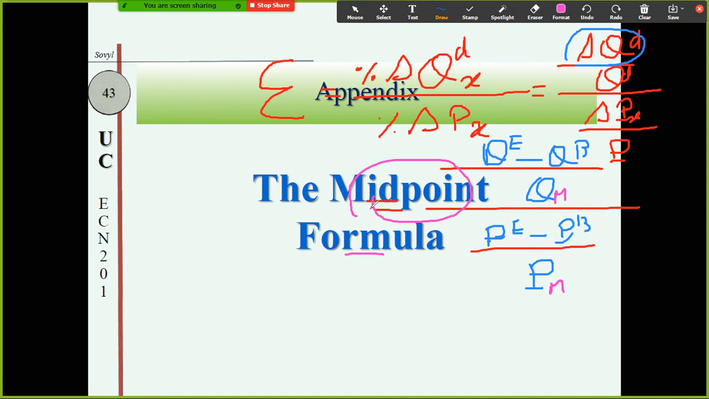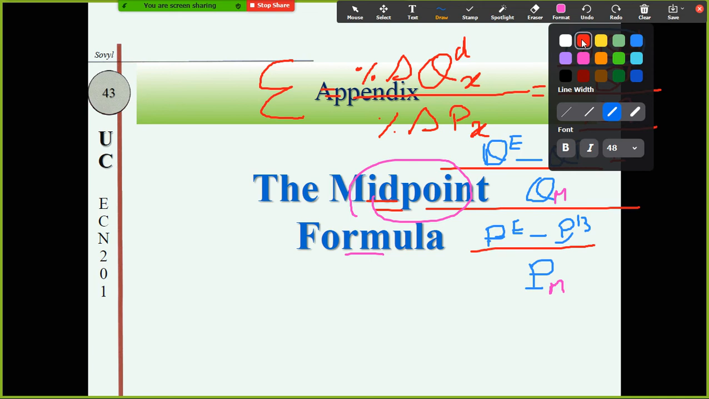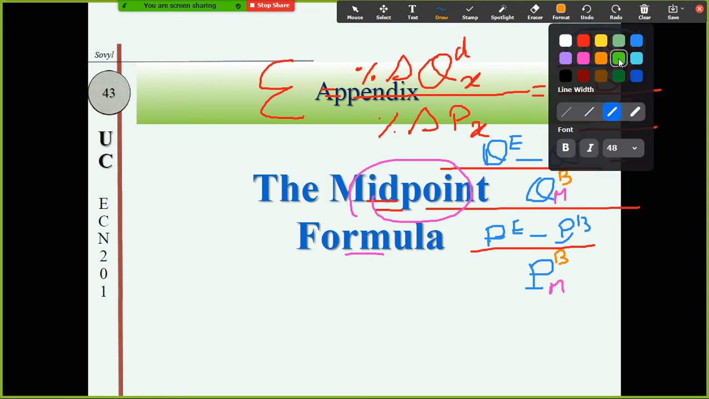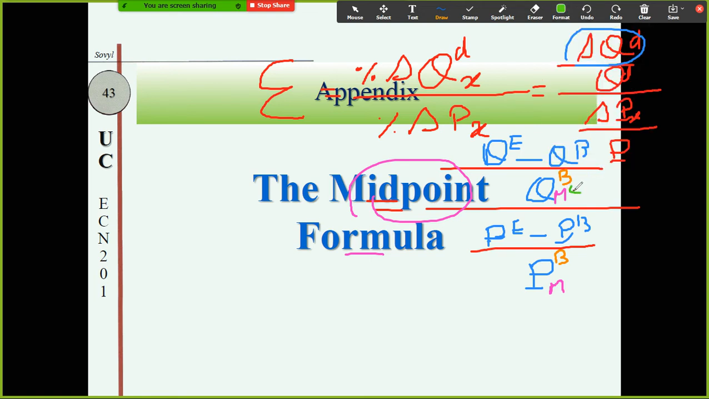But if it's not the midpoint, normally it's about the beginning point. If the formula asks about the beginning point, divide by Q beginning, and P is also beginning. But if the formula asks not about the midpoint or the beginning but about the new price, or ending point, or new point, divide by Q ending, and this is also P ending. So that's the formula in this case.